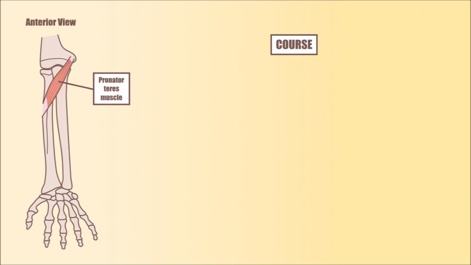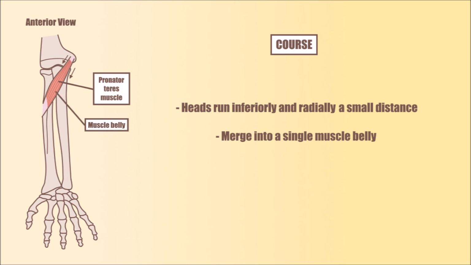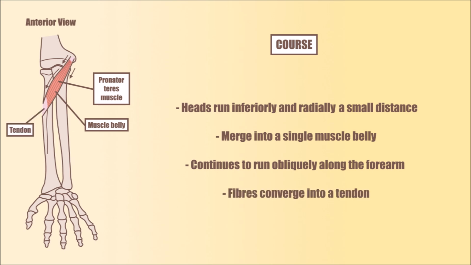What about the course of this muscle? The heads of this muscle run inferiorly and radially down the arm a small distance before they merge into a single muscle belly. This muscle continues to run obliquely along the forearm before the fibers converge into a tendon.